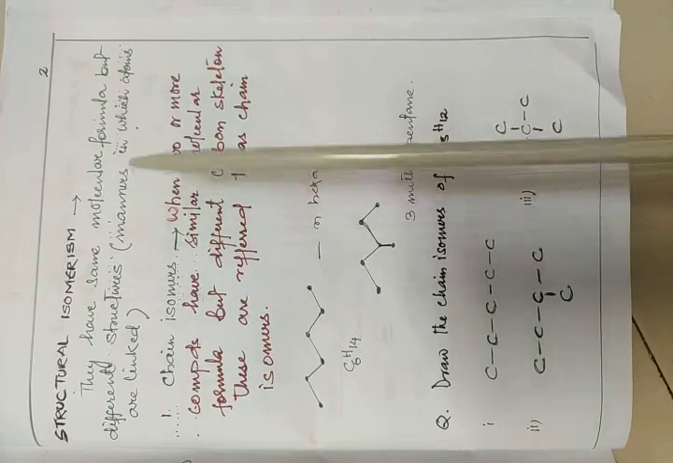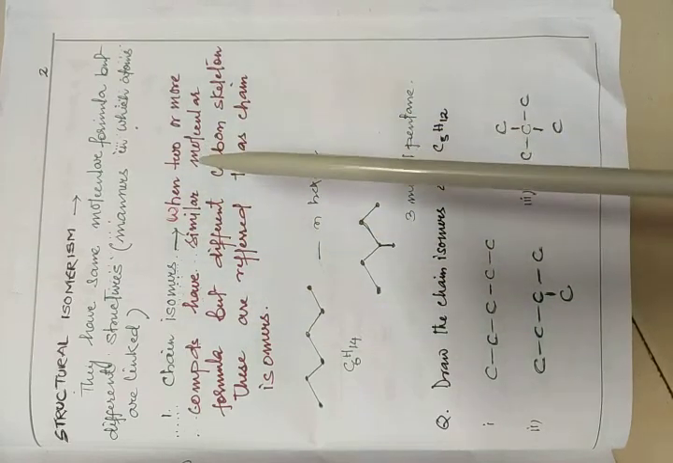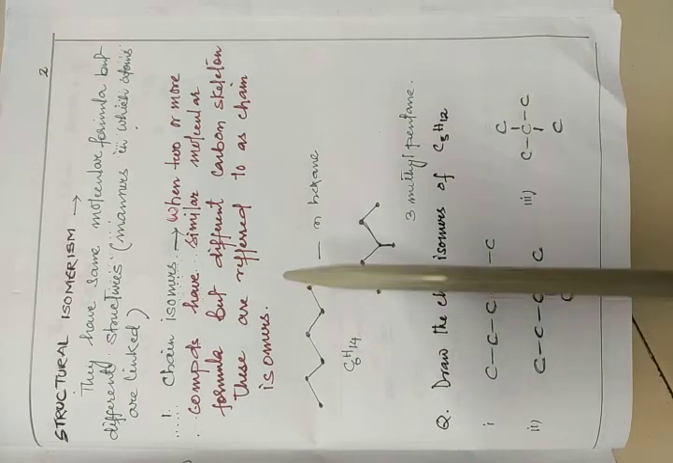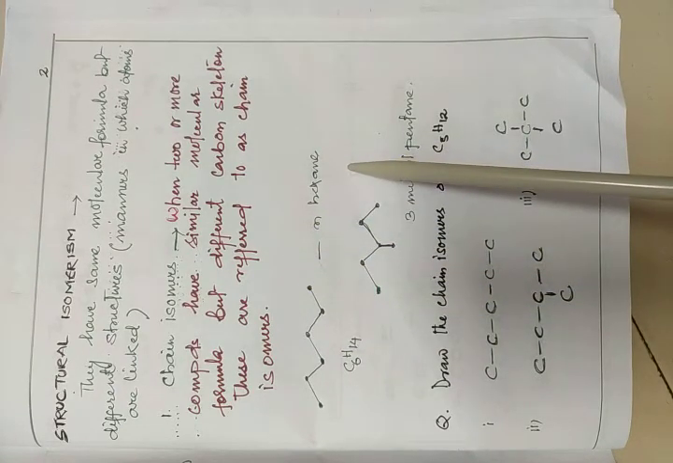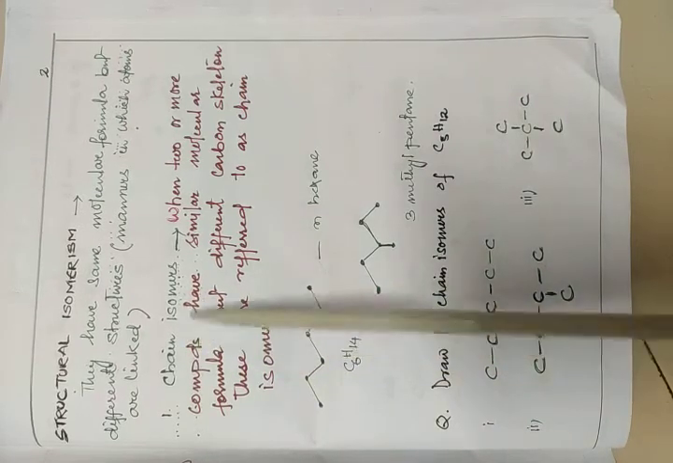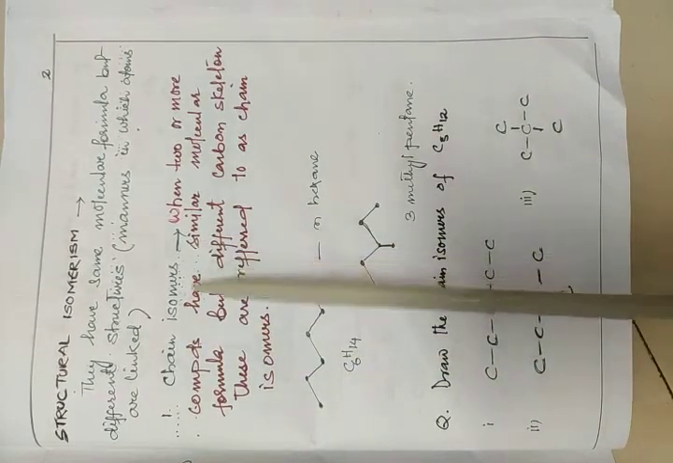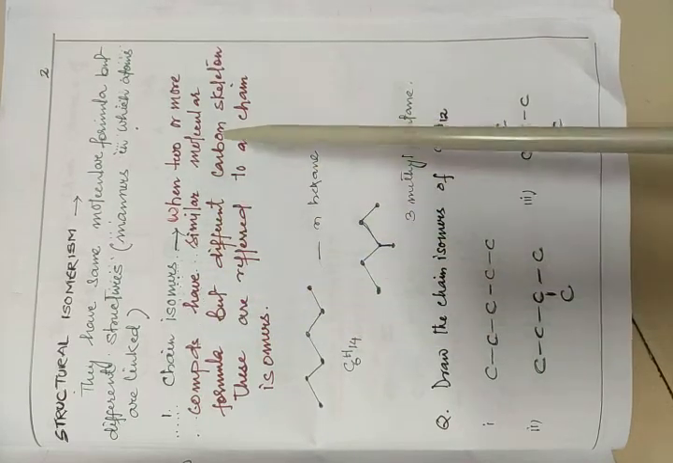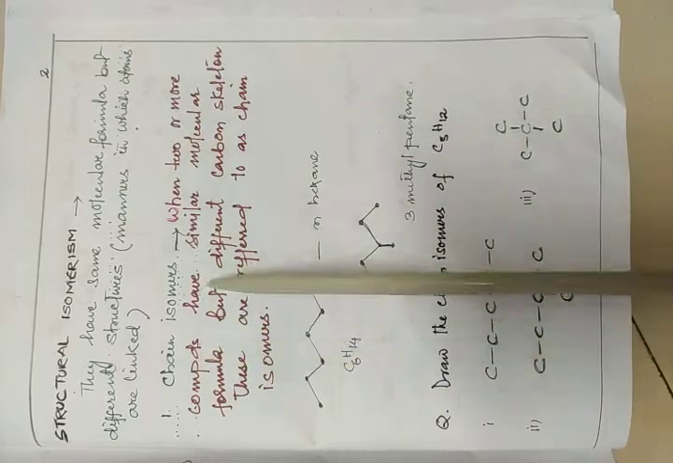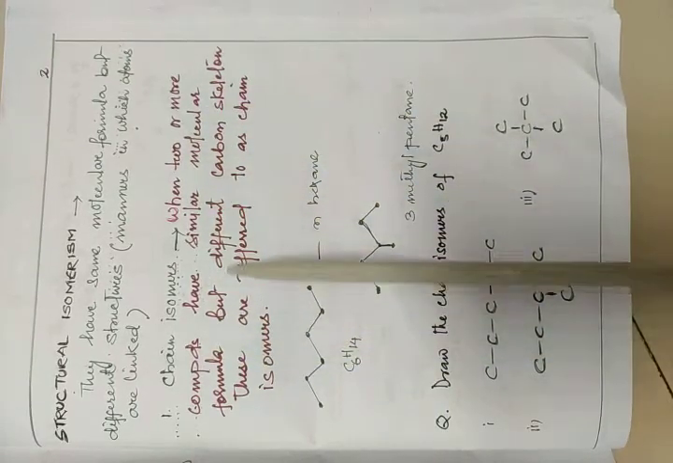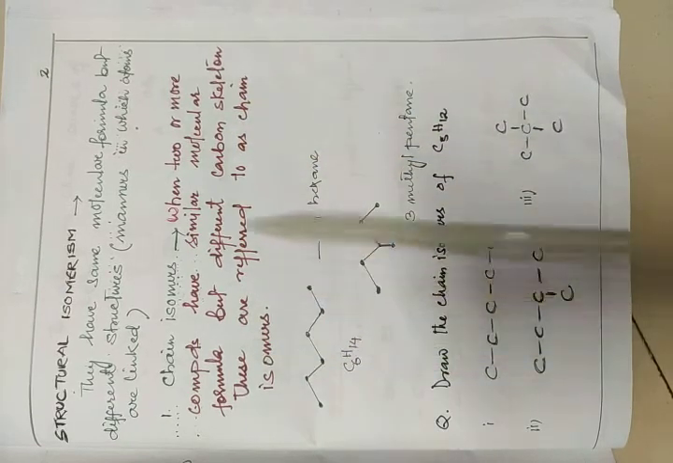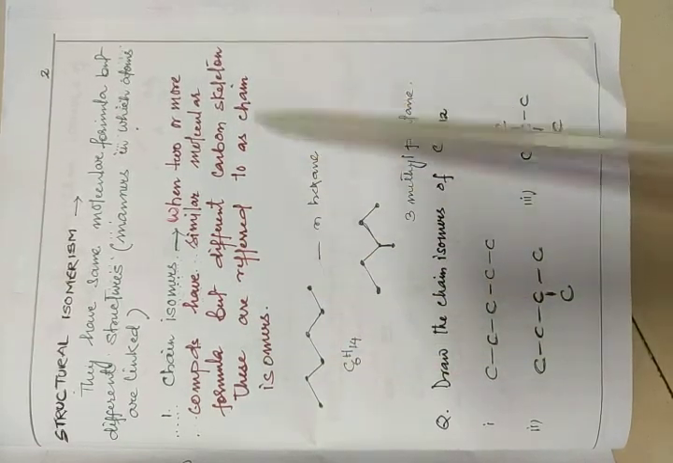Structural isomerism means having the same molecular formula but a different structure. Now under this we will see chain isomerism. The first one is chain isomers. When two or more compounds have the same molecular formula but a different carbon skeleton, these are referred to as chain isomers.